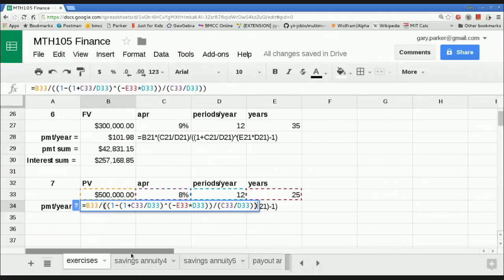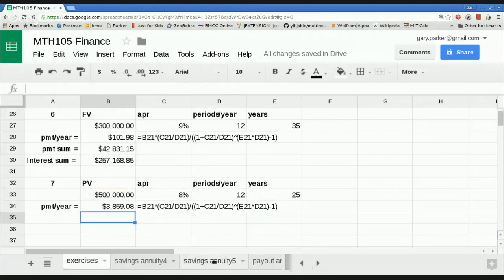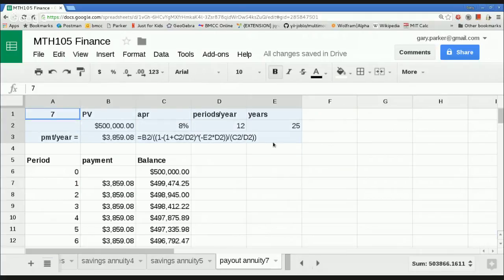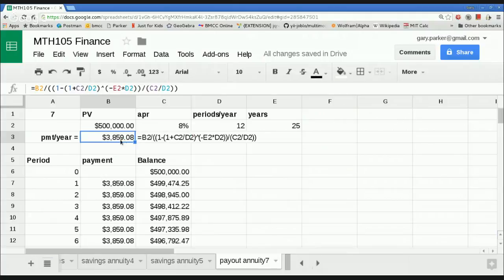And so here's this formula here, which again is the book formula, but applied with relative cell references. So let's take a look at what the month-by-month breakdown of this is going to be. So I have that in my last tab here. So in this case, I just replicated that top part here, the formula I'm using to calculate the monthly payment. And okay, this is a payout annuity as opposed to a savings annuity. It's a slightly different formula.